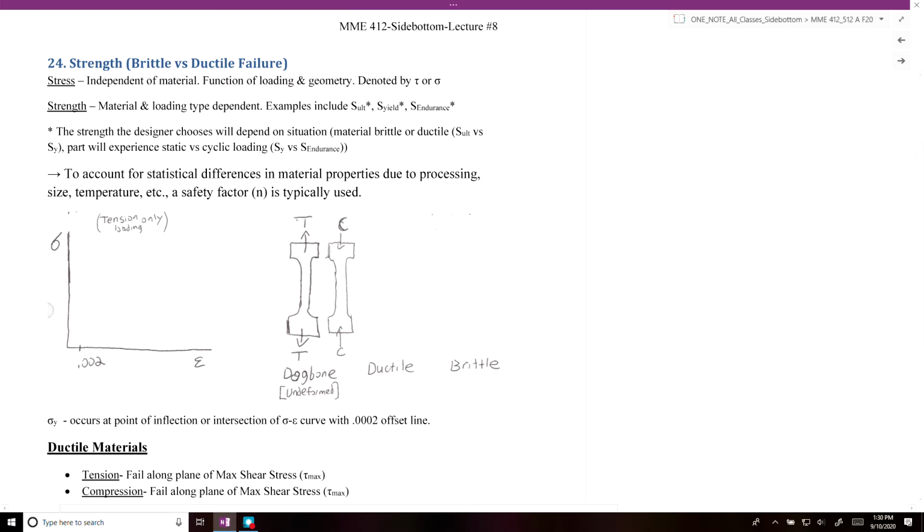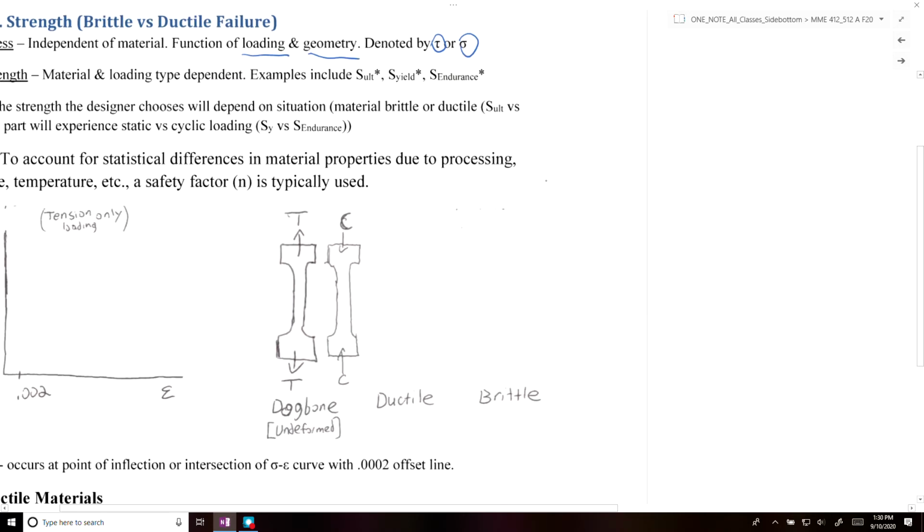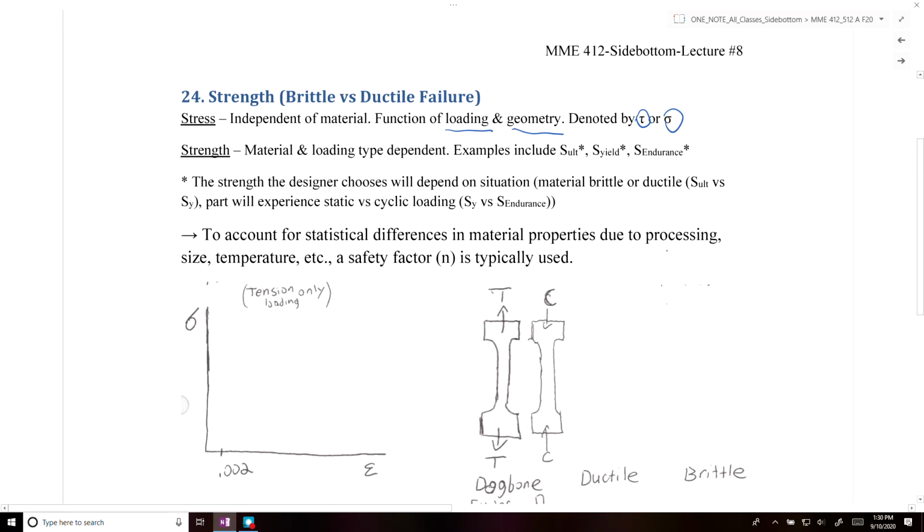Stress within a structure is based off of the loading, so the type of loading it is, and the geometry of the structure. Typically, we've been denoting that either as shear stress, which we've been denoting with the letter tau, or sigma, if we're denoting normal stresses.